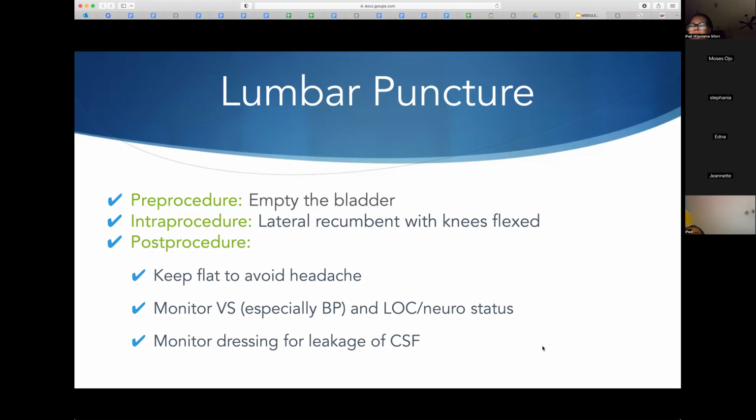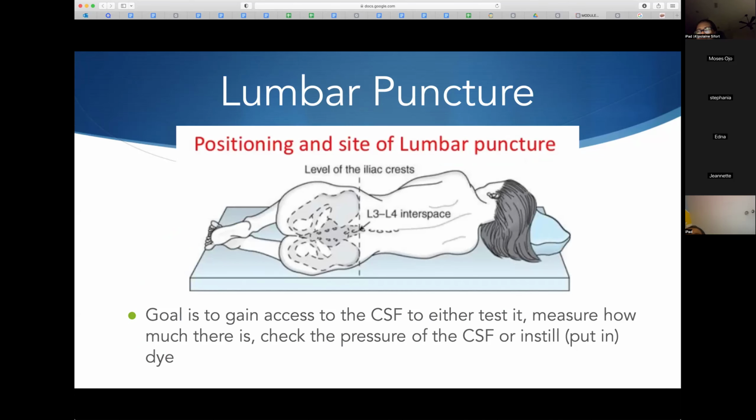For lumbar puncture pre-procedure, the patient needs to empty the bladder because we don't want them to have to get up to go pee, since they need to lay very still for the whole procedure. Intra-procedure, they're going to be in the lateral recumbent position with their knees flexed. You almost want them to look like a shrimp. You want them to fold their body as much as they can into a C, because the more they bring their knees up and their head down, the better view the healthcare provider will have of their vertebral column.